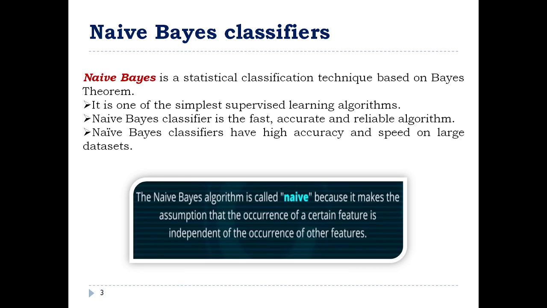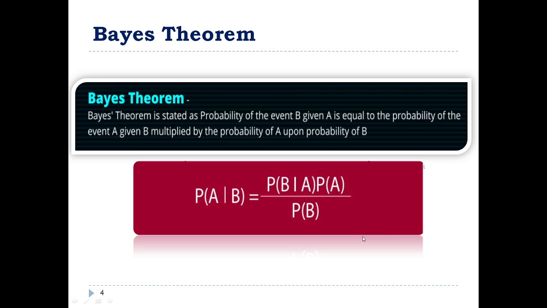So next we'll see why it is called the naïve Bayes algorithm. It is called naïve because it makes the assumption that the occurrence of a certain feature is independent of the occurrence of the other features. So that's why it is called the naïve Bayes classifier.